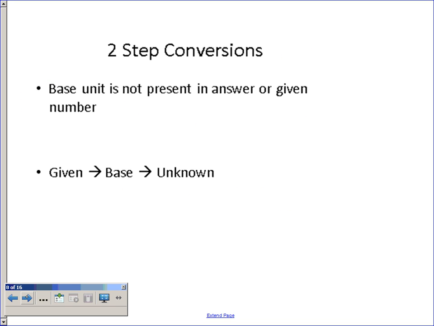Alright, two-step conversions. The base unit is not present in the answer or given in the starting number, so I have to take my starting point, the given, go to base, and then go to the ending point. So you're going to have to go through base for each of these problems. What's base? It's an unprefixed unit.